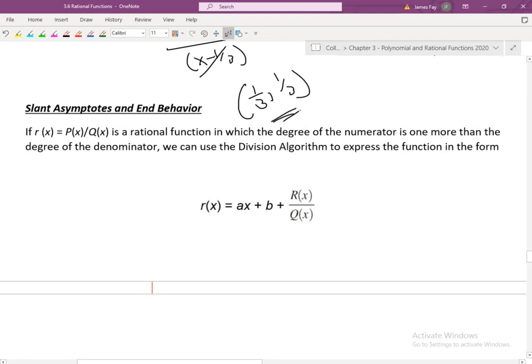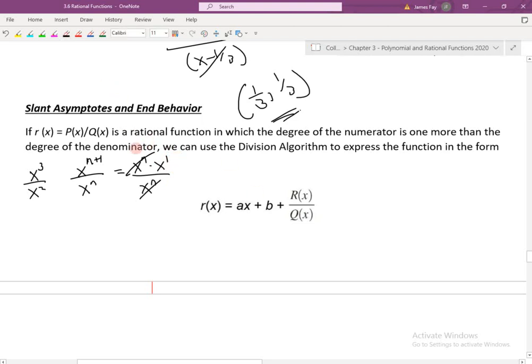And remember, we're always interested in end behavior. So if we have our rational function, which is p of x over q of x, in which the degree of the numerator is 1 more than the degree of the denominator, we're looking at something like x to the third over x squared, or essentially x to the n plus 1 over x to the n. Think about this: x to the n plus 1 is x to the n times x to the first. When those cancel, you're left with just x to the first, right?